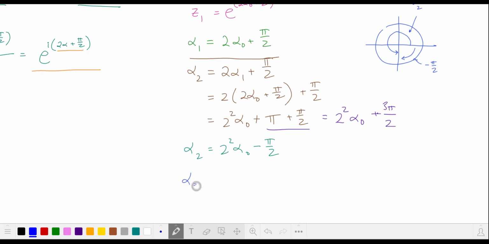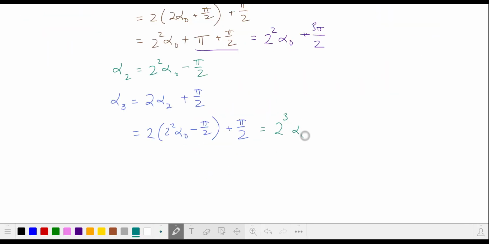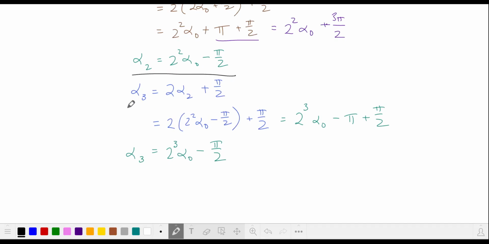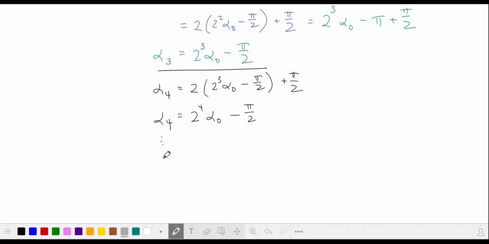We'll do this again for alpha 3, 2 times alpha 2, and then we add pi over 2. And we'll substitute. We have 2 cubed alpha 0 minus pi plus pi over 2. Here we see our pattern. We'll do it one more time, and yeah, we get the same thing. So for our 2005th term, we'll take 2 to the power of 2005.